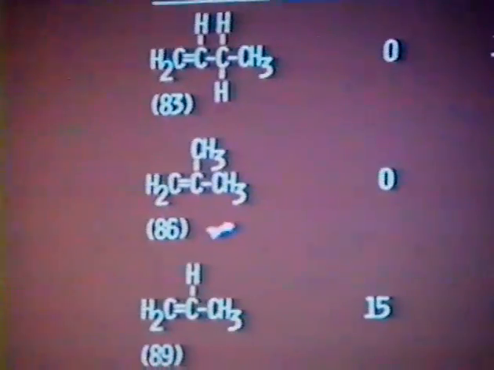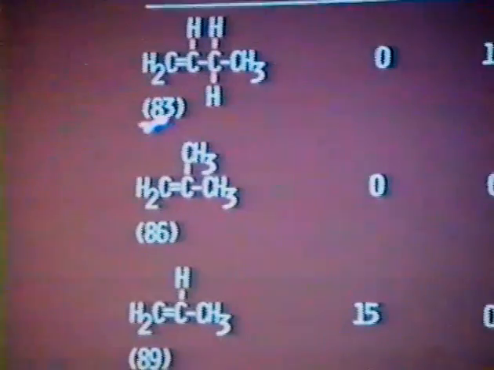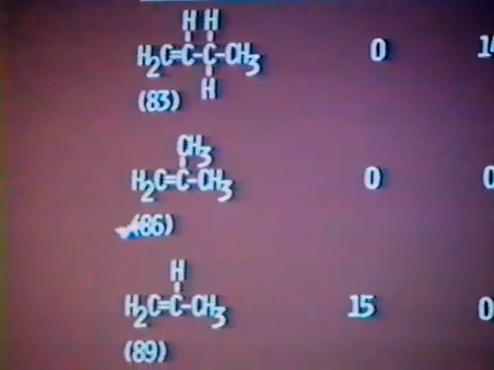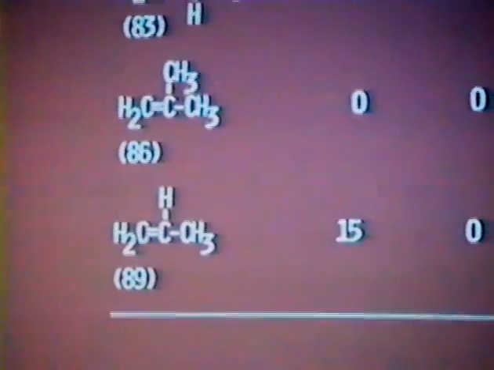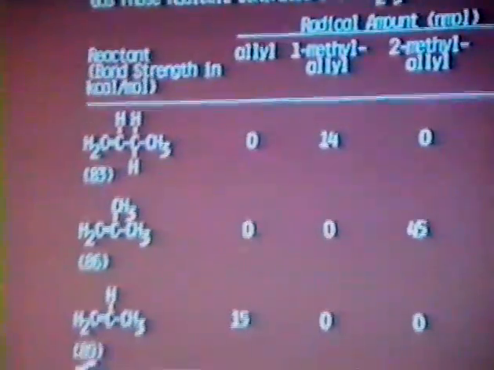But of more interest are the results shown in the next slide, in which we now have ordered the molecules according to increasing weak CH bonds. Butene having a CH bond strength of 83, isobutylene 86, and propylene 89. And we see that the total number of radicals do not follow this progression of bond strength at all. So there's something more than just bond strength that needs to be considered.